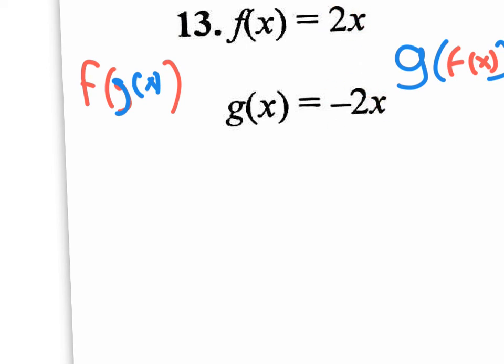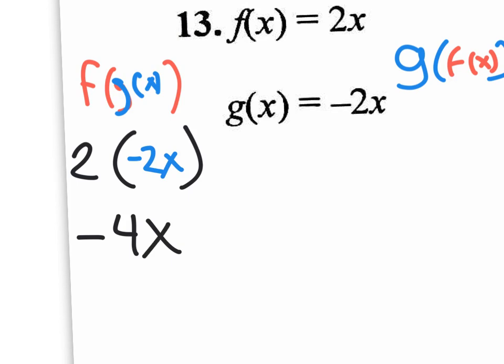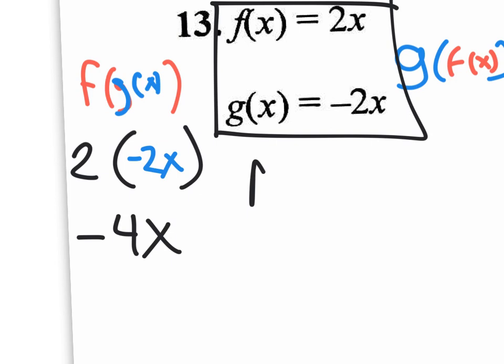So instead of 2x, I want to write 2 parentheses. And what am I plugging into this x? I'm plugging in the g of x function into my f of x function. So that's going to end up being a negative 2x right in there. And could I do any math here? Yes, of course. What's 2 times negative 2x? Negative 4x. Ladies and gentlemen, is that just x? No, it's not. So right there, I could just stop. I'm done. Because I already know that f of x and g of x are not inverses.